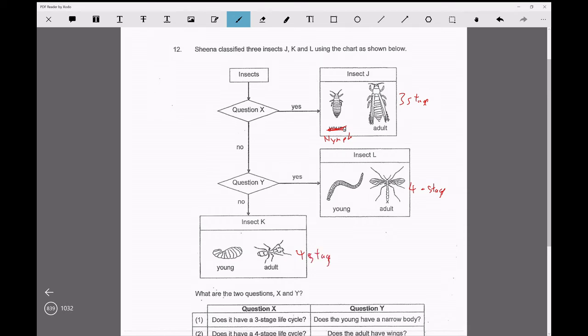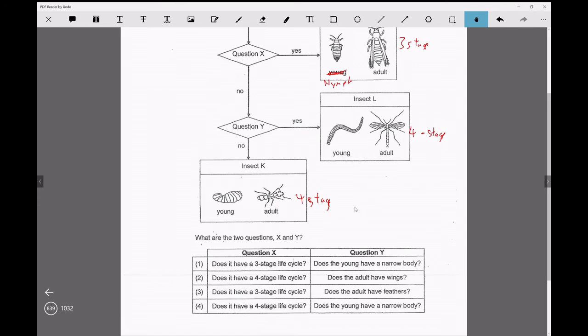For 4-stage life cycle insects, the young and the adult look very different. For example, if you compare a caterpillar and a butterfly, if you have no prior knowledge about them in your life, and I suddenly tell you this butterfly, when it was young, was a caterpillar, you will not believe me. So this suggests that they are not alike, and therefore they are 4-stage life cycle. So X is a 3-stage. So the question is, is it 3-stage? Yes, because it is yes for insect J, and insect J is 3-stage, right? So the question must be, does it have 3-stage? So we can ignore number 2 and number 4 already.